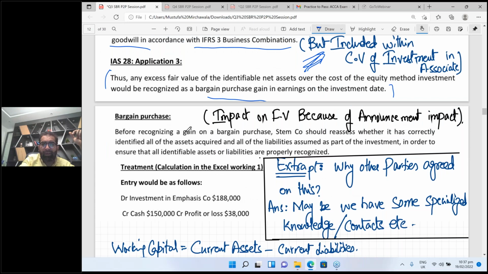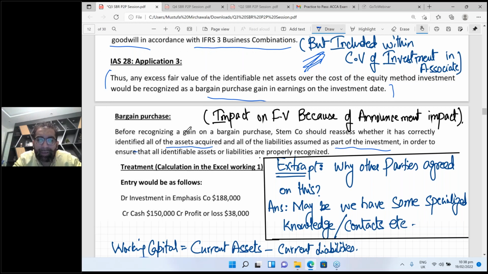Before recognizing a gain on bargain purchase, the company should reassess. We should check whether it has correctly identified all of the assets acquired and all of the liabilities assumed as part of the investment, because fair value of net assets is equal to assets less liabilities. So whether the valuation and accounting are done properly or there is some mistake, please check, in order to ensure that all identifiable assets and liabilities are properly recognized.